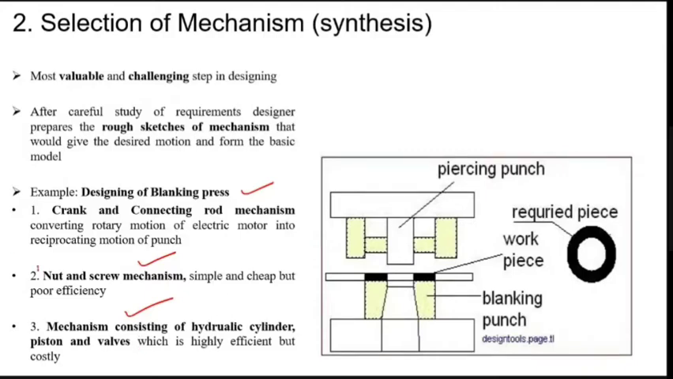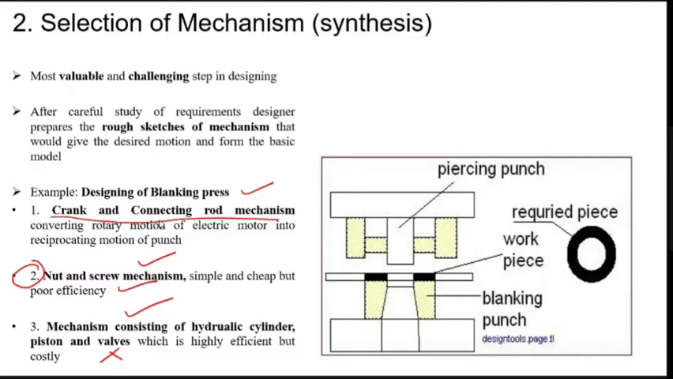Now this second one has poor efficiency but is slightly simple and cheap. Okay, so let us say you will not go for this. This mechanism consisting of a hydraulic cylinder is highly efficient but costly. So let us say you will not go for this either. So I will go for the crank and connecting rod mechanism, which is not so costly and is giving me the required result. It also has the required efficiency. So this is how you have to think.